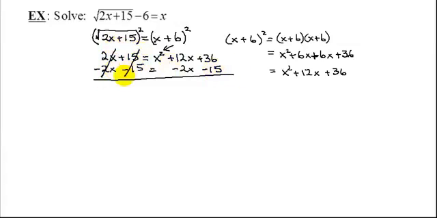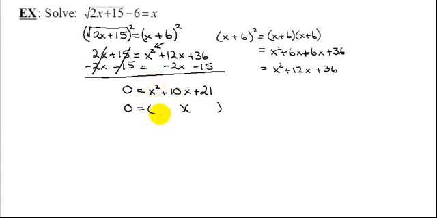These add up to 0, these add up to 0, so I get 0 on the left-hand side equals x squared plus 12x minus 2x, which is positive 10x, plus 36 minus 15, which is 21. So now I have my quadratic equation, with my terms on the right-hand side written in descending order and 0 on the left-hand side. There are two basic methods we can use to solve this. We can either factor or use the quadratic formula. This is a fairly simple one, as the coefficient of the x squared is 1, so I'm going to factor this one by trial and error.